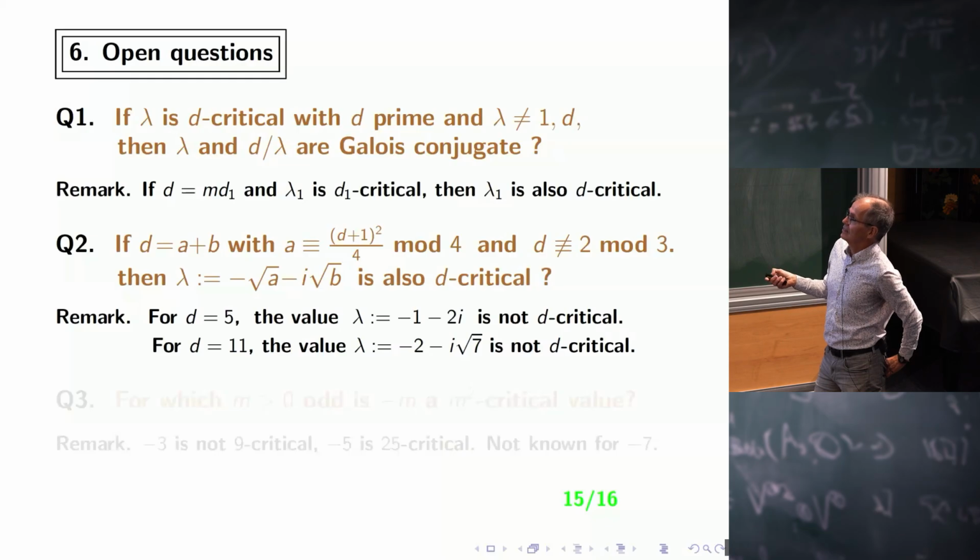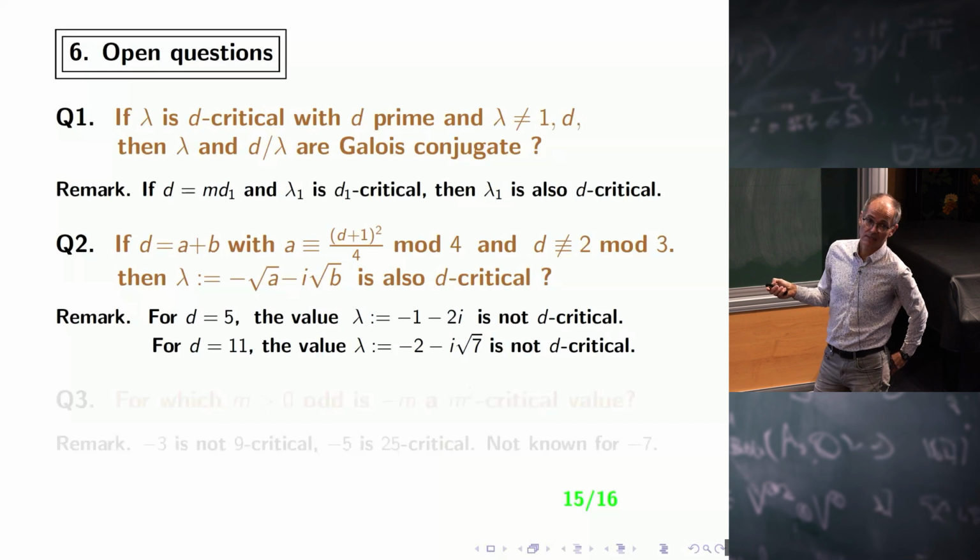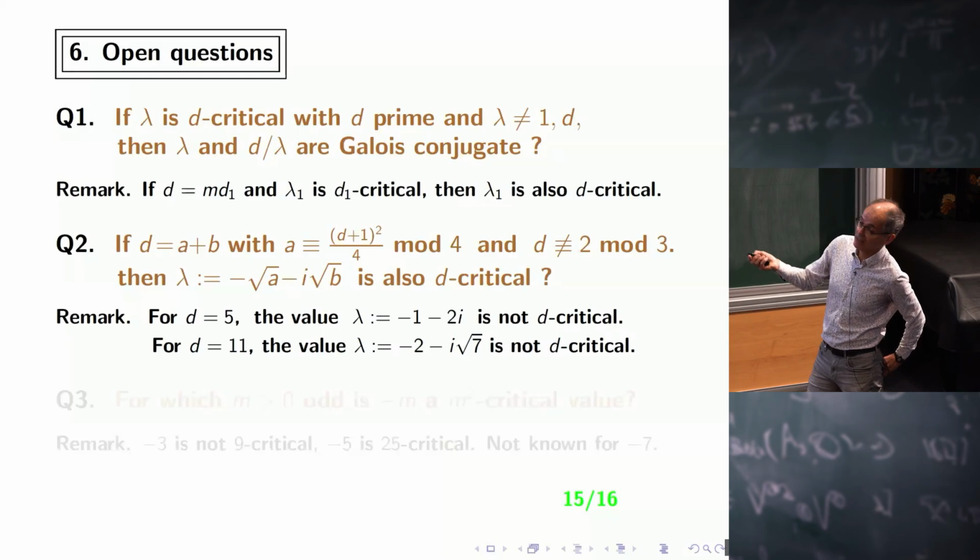that minus square root of A is a Galois conjugate of square root of A if A is not a square. So there are cases where A is a square. So for instance, if you look at the value minus 1 minus 2i, it is not 5 critical. If you look at the value minus 2 minus i square root of 7, it is not 11 critical. So the construction with the theta function gives always a plus sign.